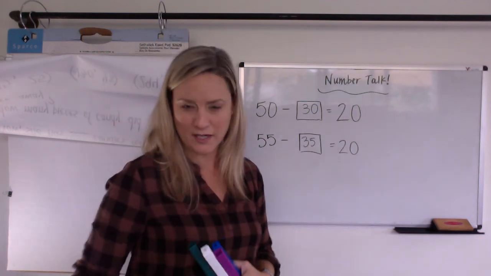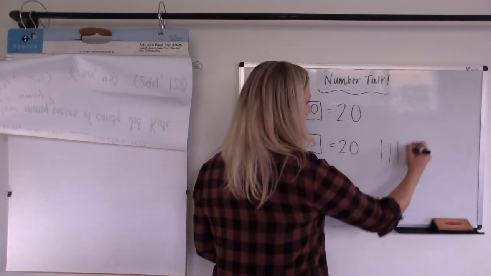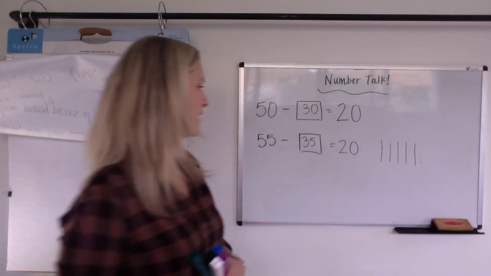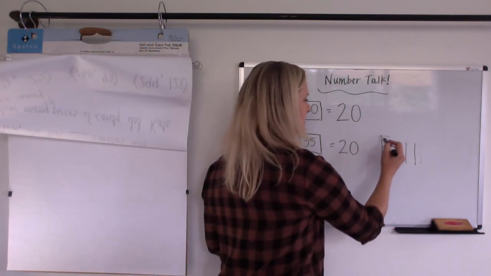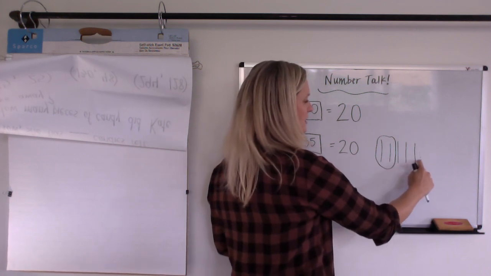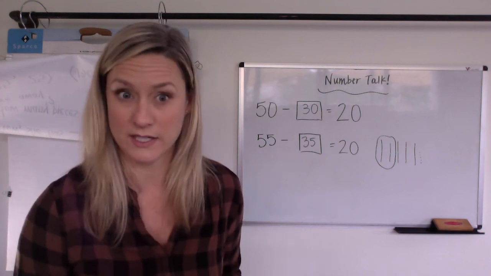So maybe you're thinking about that. So 55, 1, 2, 3, 4, 5. 1, 2, 3, 4, 5. Minus what would leave us with just 20? And you can actually see 10, 20, 30, 31, 32, 33, 34, 35. Whew, that would be our answer.